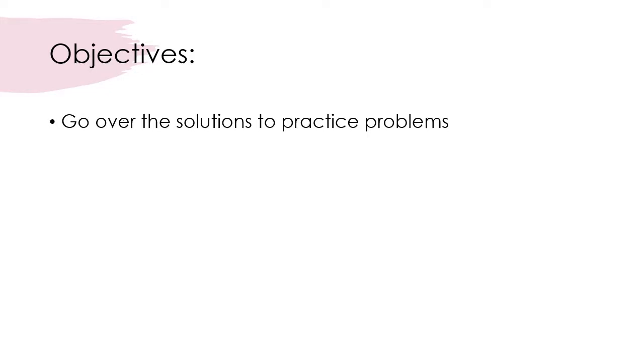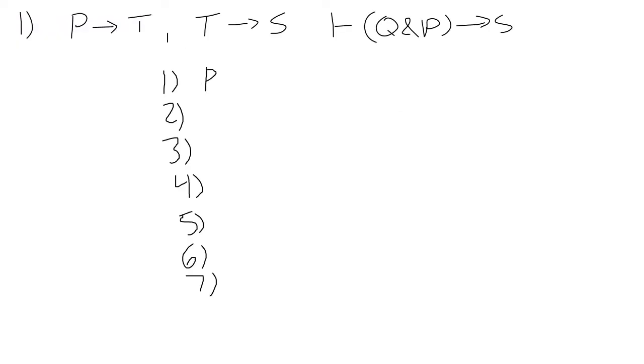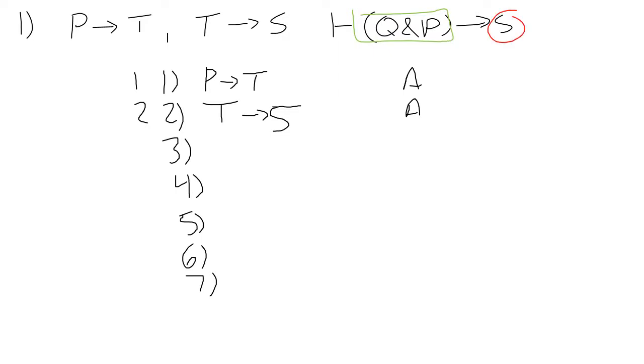In this presentation, we'll go over the solutions to this set of practice problems. So we have an interesting case here on the first one. We've got two assumptions, P arrow T and T arrow S, and our conclusion is a conditional statement. So we know that we're going to assume the left-hand side and look to build the right-hand side.